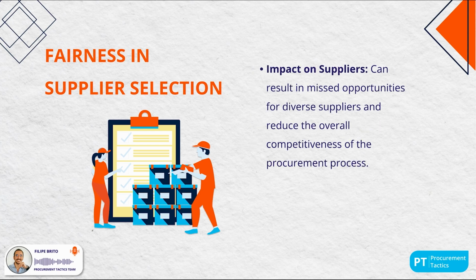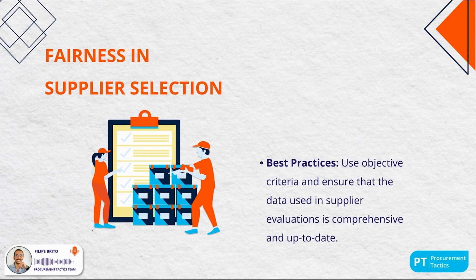Biases in supplier selection can lead to unfair advantages for some suppliers while excluding others based on criteria that may not be relevant or fair. This can result in missed opportunities for diverse suppliers and reduce the overall competitiveness of the procurement process. To promote fairness, procurement teams should use objective criteria and ensure that the data used in supplier evaluations is comprehensive and up-to-date. Establishing clear and transparent selection criteria, conducting regular reviews of the supplier selection process, and involving multiple stakeholders in decision-making can help ensure a fair and equitable process.